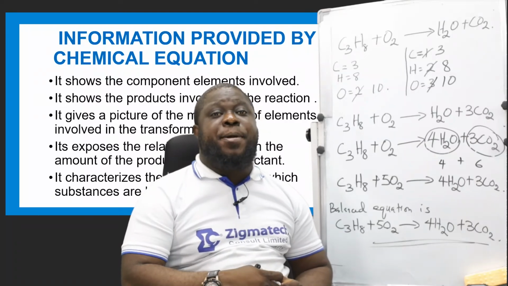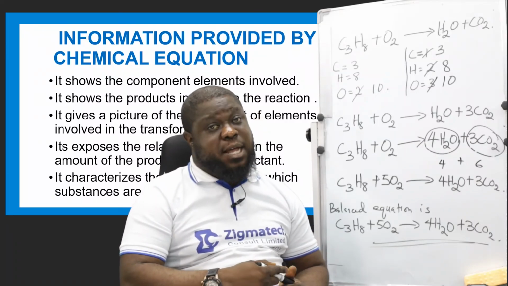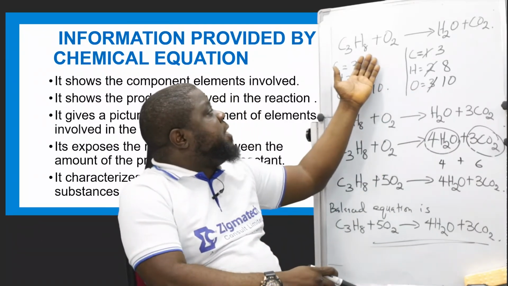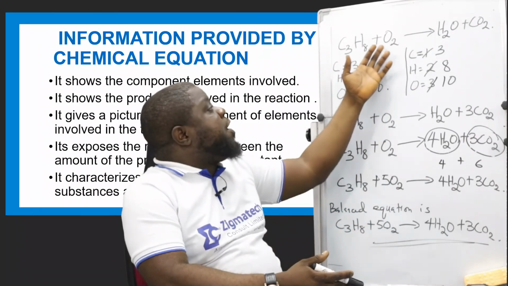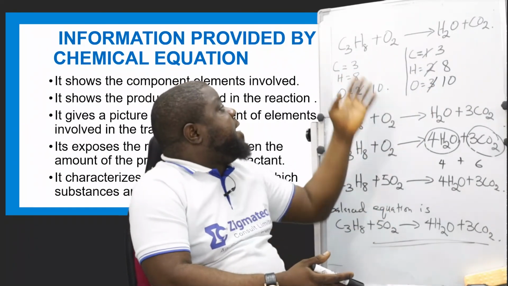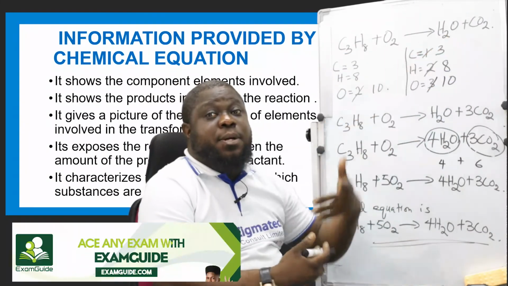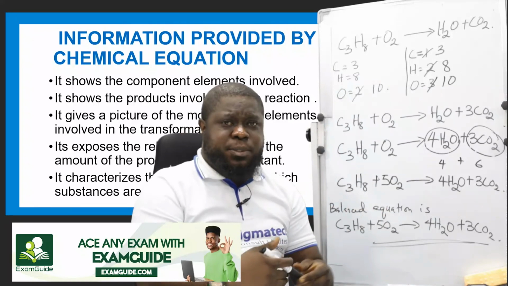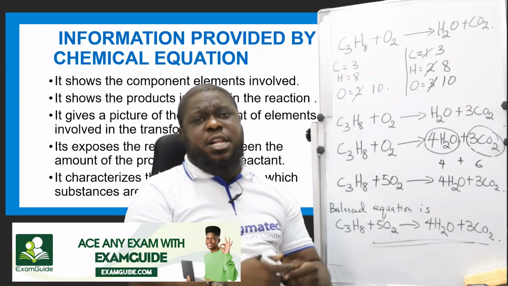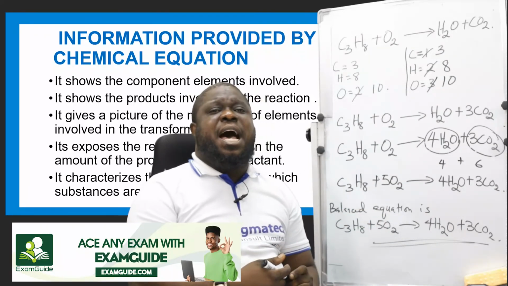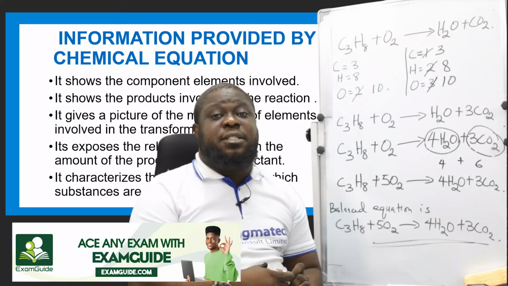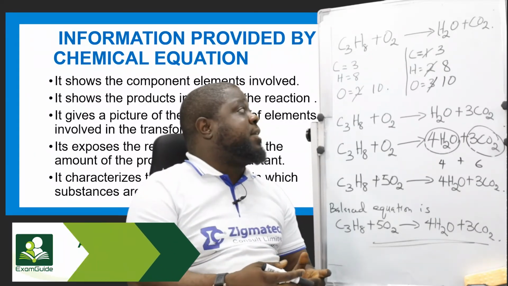It exposes the relationship between the amount of products and reactants. The hydrogen and oxygen have a relationship and gave us water. The carbon and oxygen have a relationship and gave us carbon dioxide. So they show this relationship. They show how they bond together, how the breakage of bonds occurs, and they show the characteristics, the state of matter in which the substances are present.